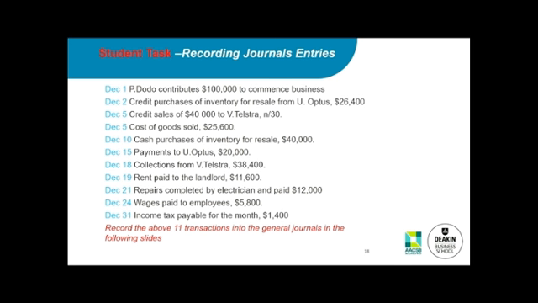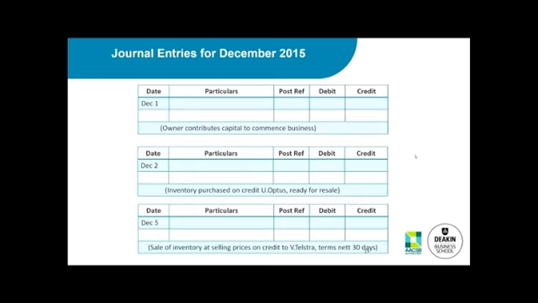All right, I think we've given you long enough to do that particular task, so let's go through the answer. So the first one, the contribution to commence the business, was the same as one of the examples we had earlier. So we have to debit the money that's coming in, which in this case is 100,000, goes into the bank account, and we credit the capital.